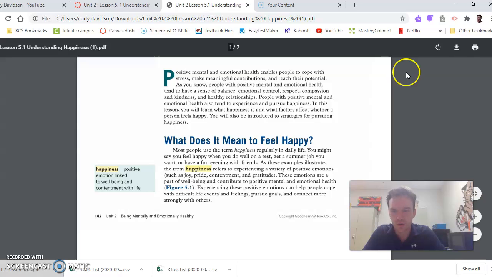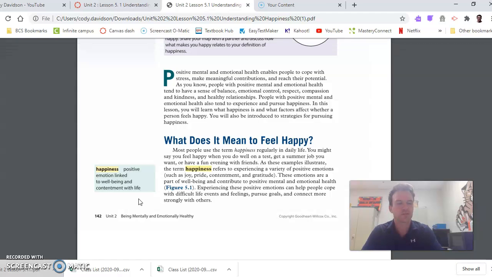As you move down here, real quick, happiness is a positive emotion linked to well-being and contentment with life. Content means that you are okay with that. Content just means being all right with it, and being satisfied is another word.